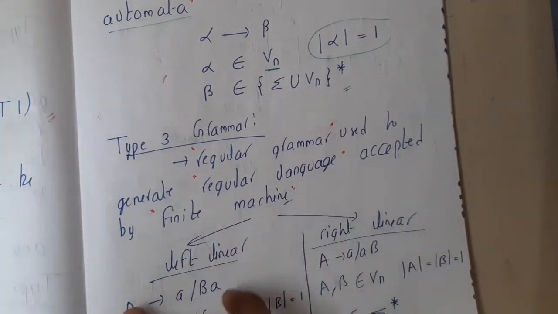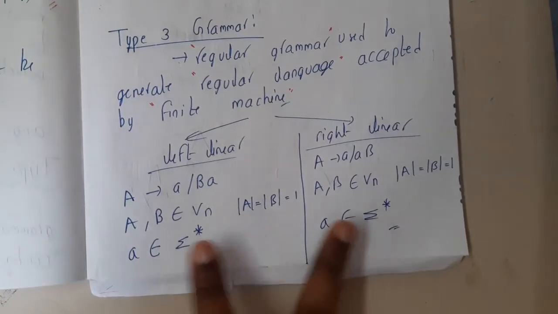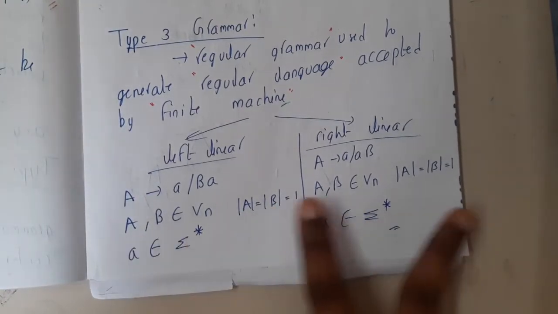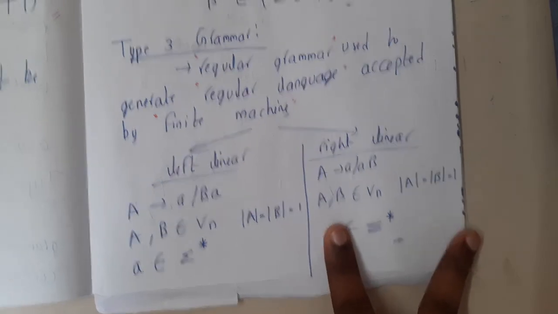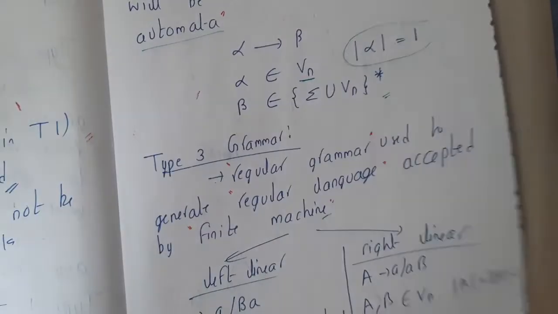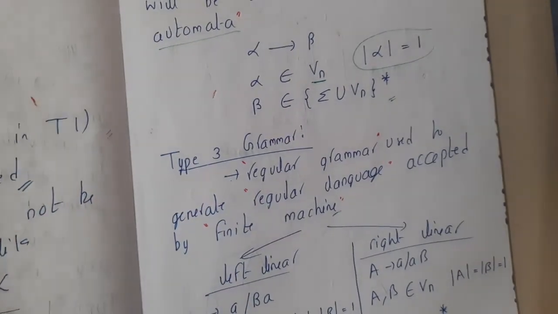So basically this grammar could be of two types, guys. The first type is left linear and the second type is right linear. What do we mean by left linear and right linear? Let me explain now. This concept is really easy, guys.